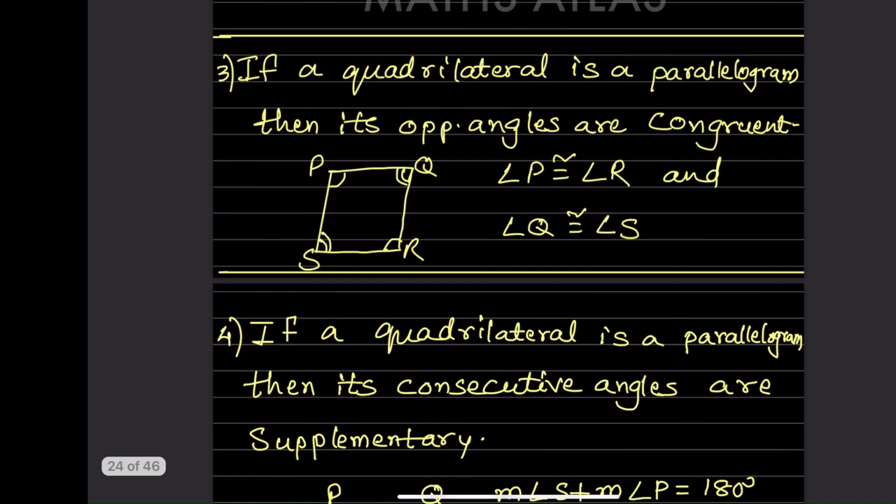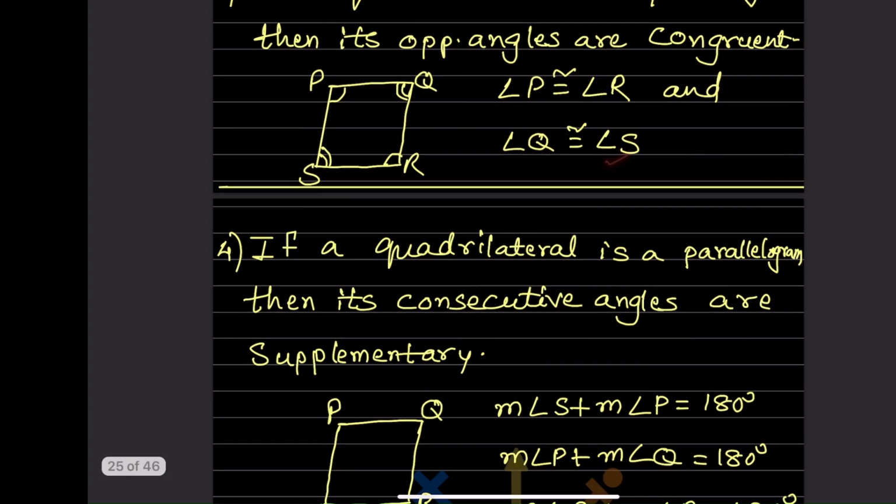And then another point: if a quadrilateral is a parallelogram, its opposite angles are congruent. So angle P will be equal to this one and S will be equal to Q. So we can say angle P is congruent to angle R and angle Q is congruent to angle S.